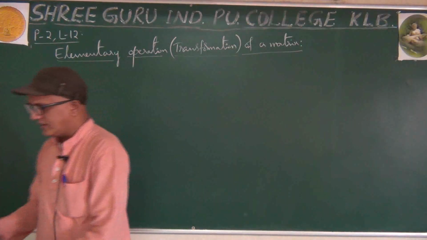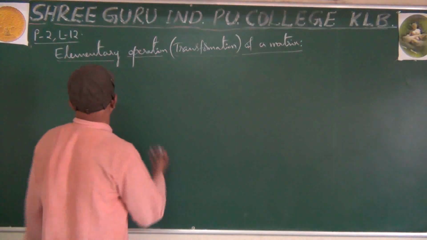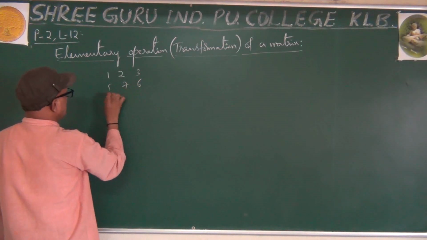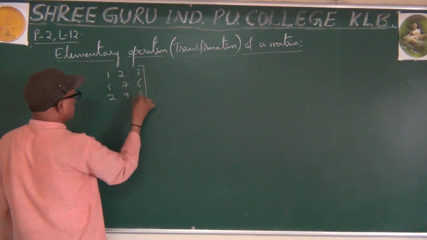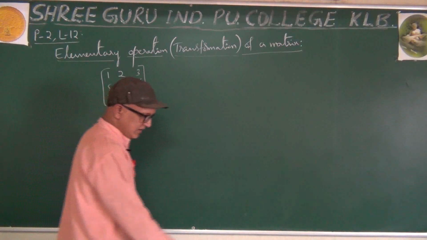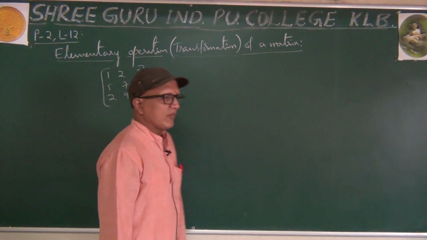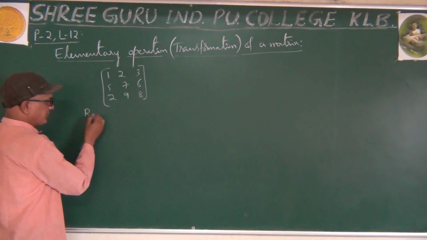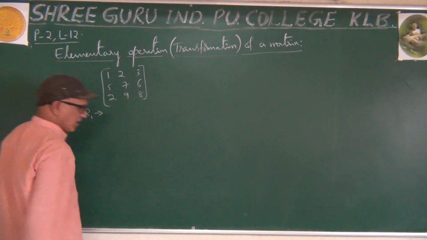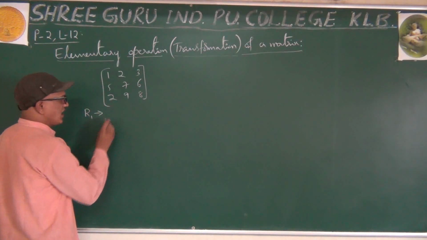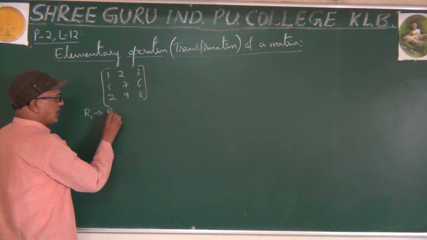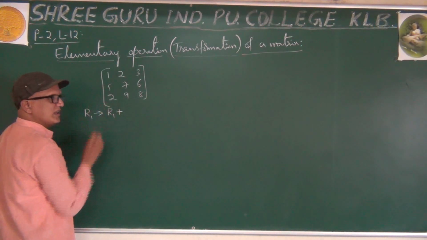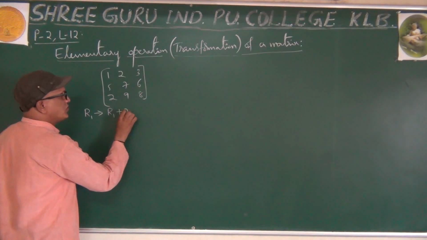What this property says: take again the matrix 1, 2, 3, 5, 7, 6, 2, 9, 8. This is one matrix. I want to change R1. How do I want to change R1? R1 plus 2 R3.